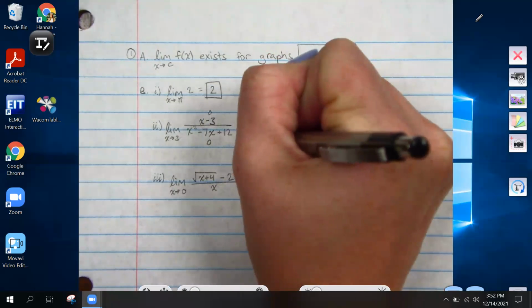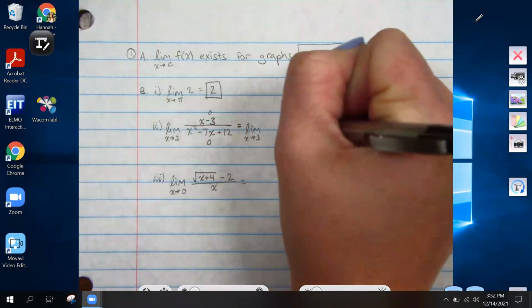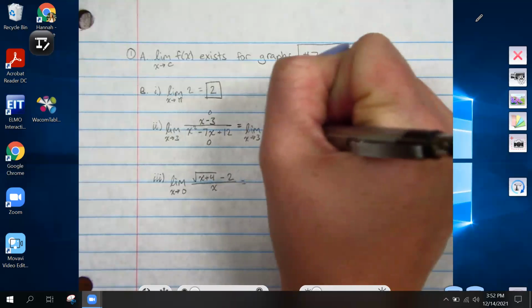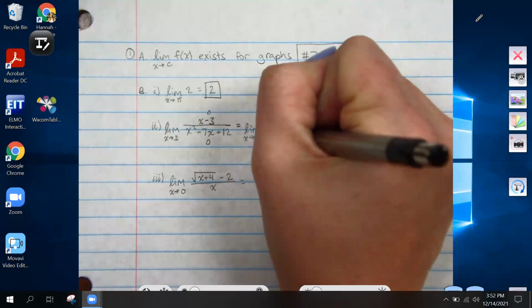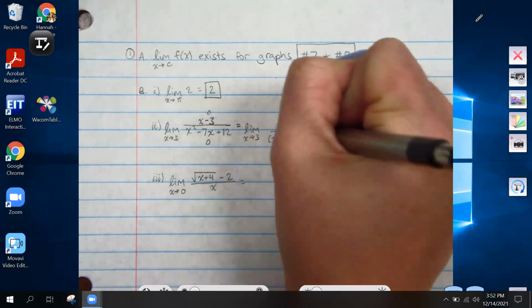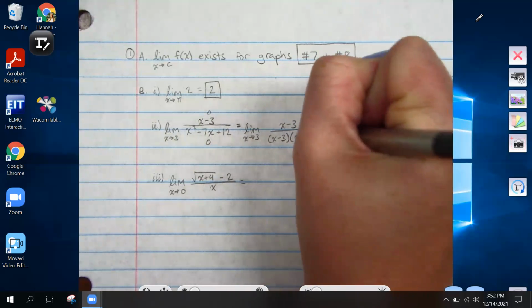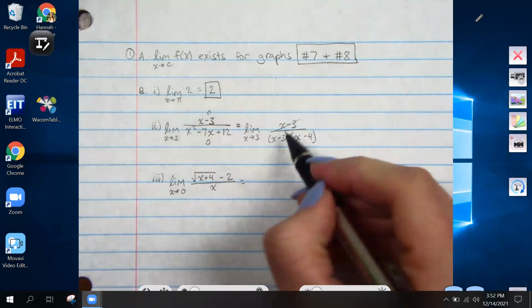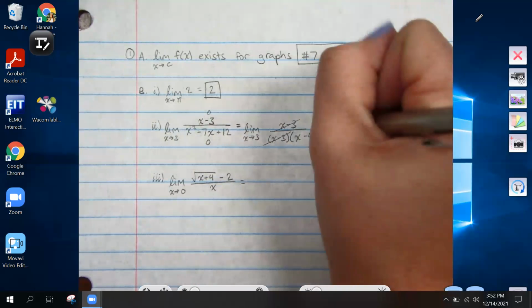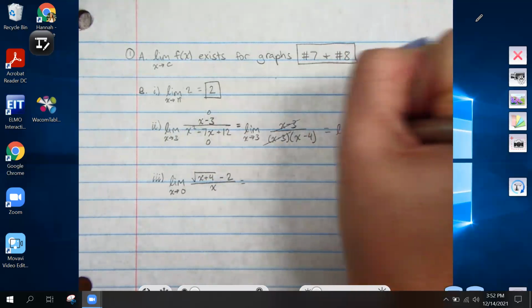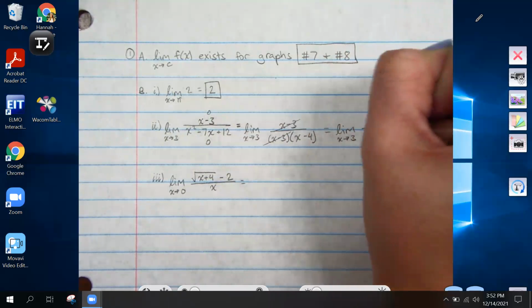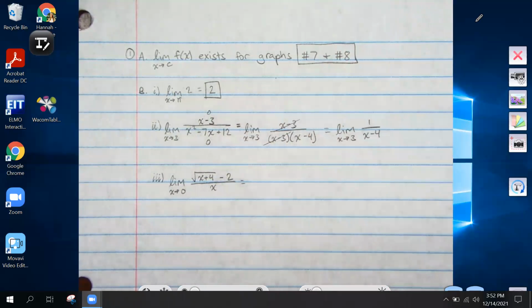We're going to factor the denominator. So we still have x minus 3 in the numerator. When we factor the denominator, it factors into x minus 3 times x minus 4. That makes these x minus 3 factors cancel. So we have the limit as x approaches 3 of 1 over x minus 4.